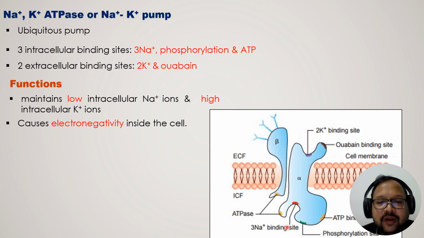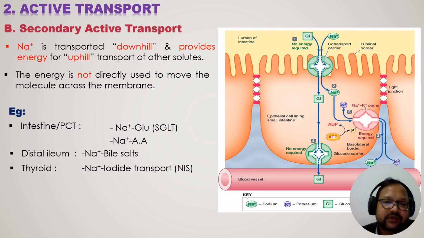When sodium and potassium move from inside to outside and outside to inside, a conformation change is required. The conformation change happens when the ATP is hydrolyzed. The main function of the sodium potassium ATPase is to maintain the electronegativity inside the cell. So what is secondary active transport? Here also the molecule moves from lower concentration to higher concentration with the help of another friend, like sodium.